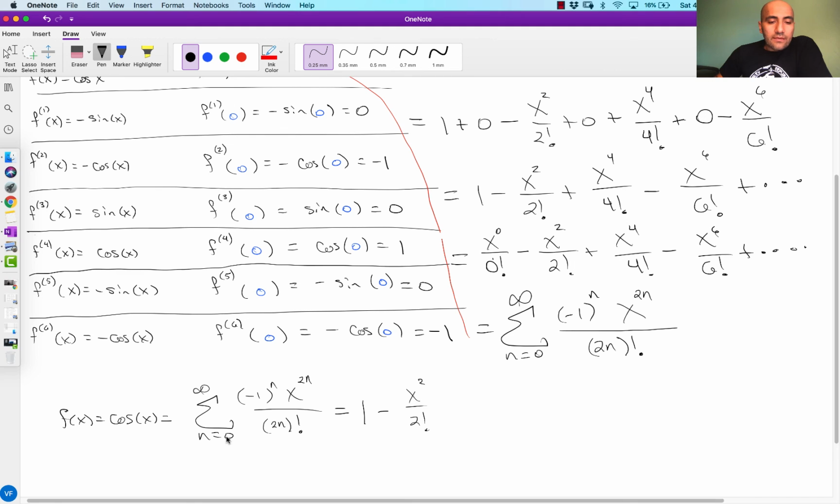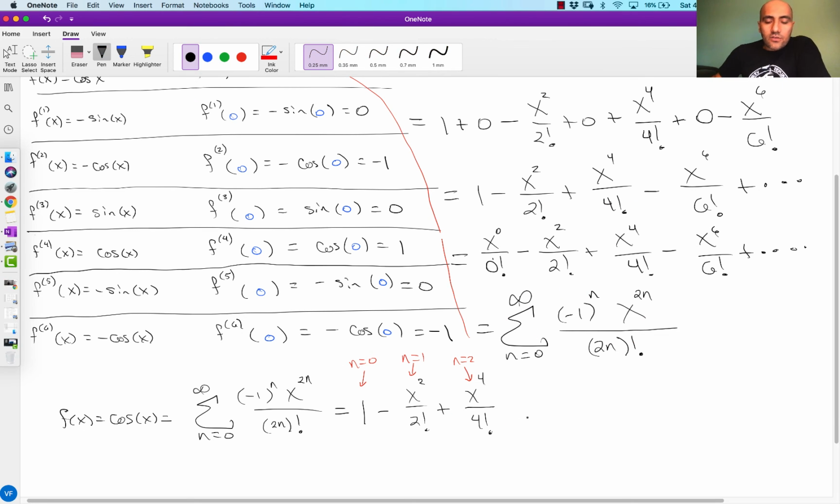When n is 3, I'm sorry, when n is 2, we'll end up with a positive 4 x to the 4th all over 4 factorial. I'm just guessing and checking, so now I'm confirming that when n is 0, we get that one. When n is 1, we get that one. When n is 2, we get that one. And that matches with these. So we did a good job of figuring out the pattern that will give us that.